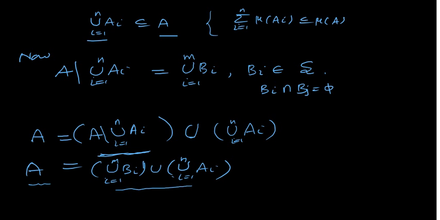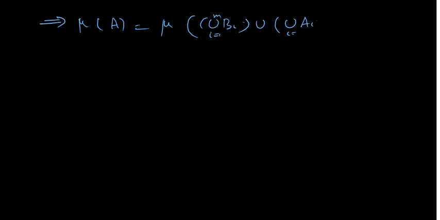A is equal to the disjoint union of members of S, and on both sides, the left hand side as well as the right hand side, they are all members of S. So we can apply mu on both sides. So this gives mu of A is equal to mu of the union of Bi, i runs from 1 to m, then union Ai, i runs from 1 to n.